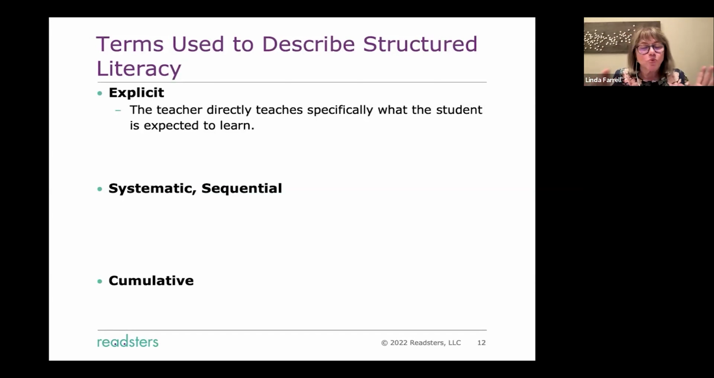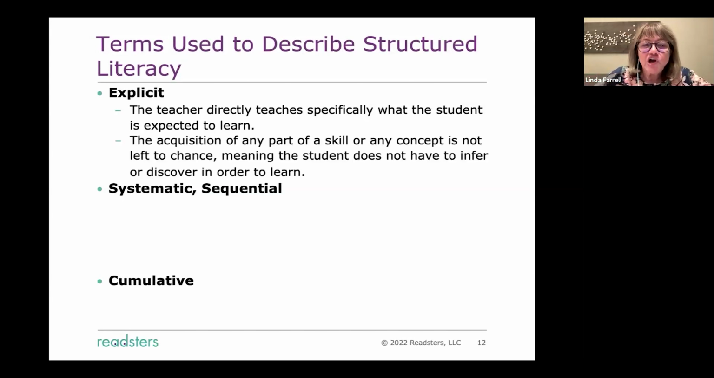I just want to make it real clear. Explicit instruction tells the student what they need to know. And the other thing about explicit instruction, if you think about it, is that nothing is left to chance. There's no chance that the student will misunderstand when we're introducing a concept.